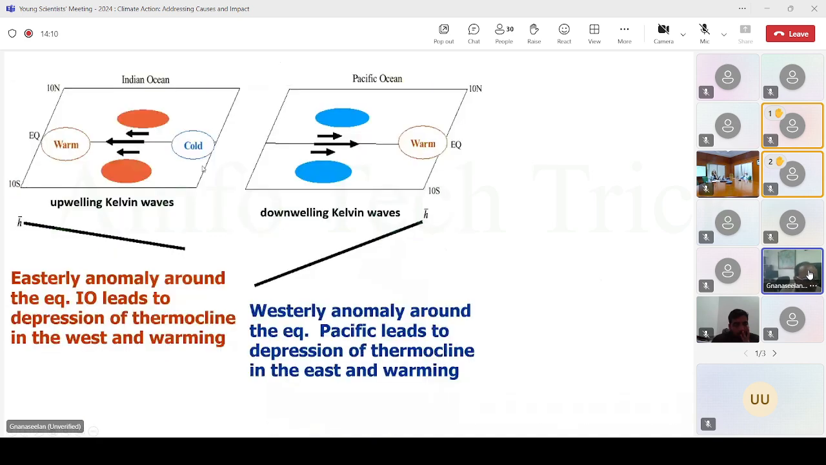And this is also the same. You can see this is the climatological thermocline pattern. The west is shallow and the thermocline is deeper in the east in the Indian Ocean, whereas in the Pacific you have a very deep thermocline, about 200 meters, in the West Pacific and a very shallow thermocline in the east. But this climatological thermocline gets reversed during a positive phase of an IOD.